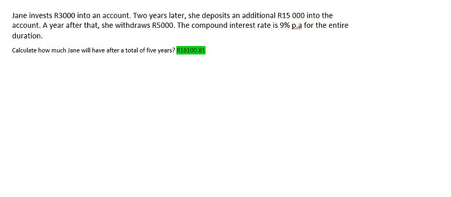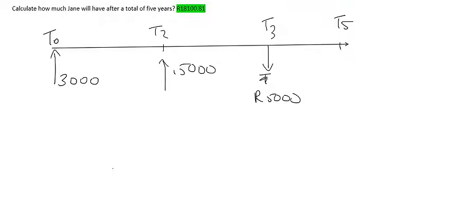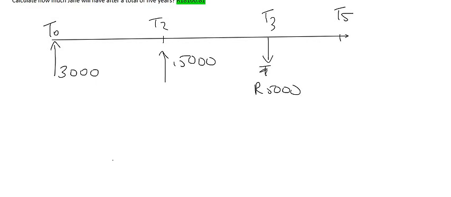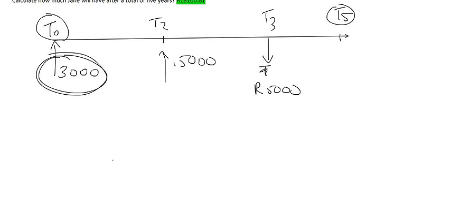Now I'm going to show you the fast way. So once again, let's quickly do our timeline. When you use this trick, all you do is you treat each amount on its own. So this 3,000 Rand, how long will that be in the account for? All you do is you look at this 3,000 Rand and how many years there are from T0 to T5. Well, that's 5 years.